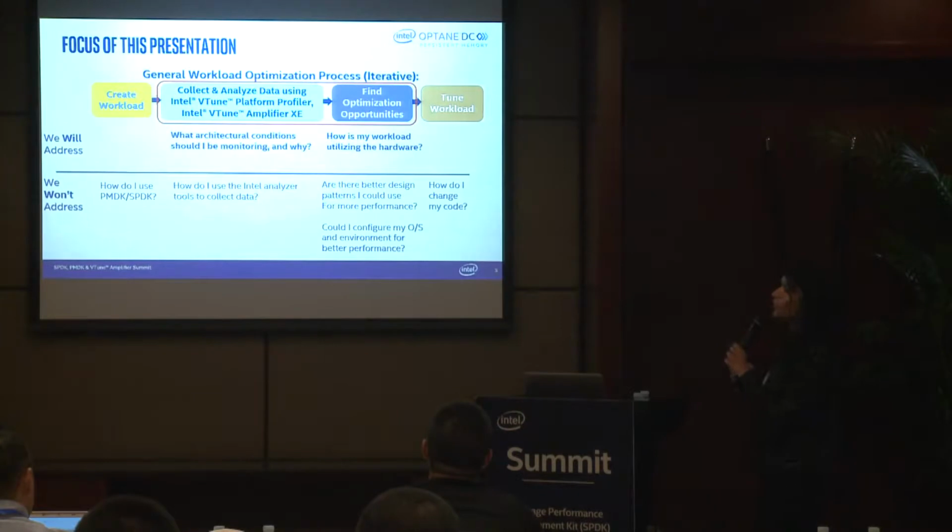What I'm going to be teaching in this presentation is to give you a good background on all of the architectural features in Intel Optane DC persistent memory. So when you actually collect your data using the various tools that we offer you, you will know what architectural conditions you need to be looking for and why you need to be looking for those conditions. Based off that, you can optimize your application and utilize the hardware appropriately and efficiently. So you can keep doing this until you tune your workload and get the best performance.